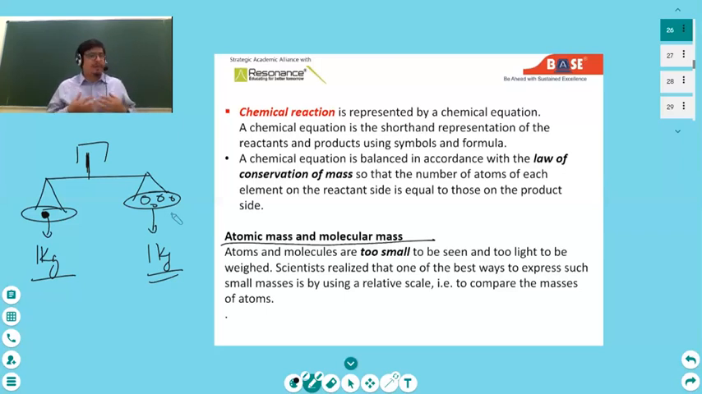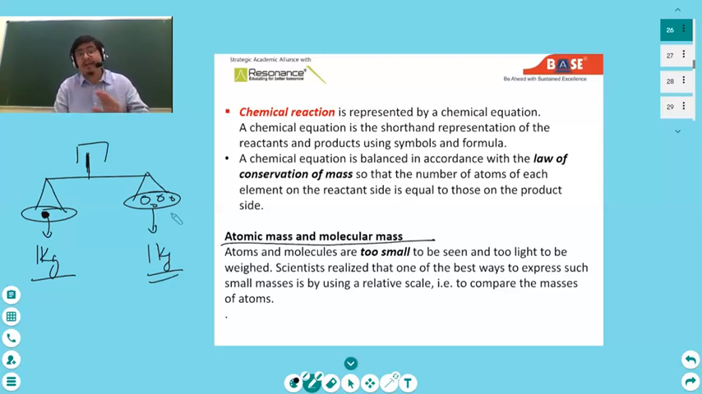For example, suppose my brother gets 95 percentile in boards and I get 85 percentile, then I am relating to him. He got 95, I got 85. This is relative. So I am always relating with his performance. Same thing is relative atomic mass. In the case of macro objects, bigger objects like mango, you find out relative mass. For smaller substances like atoms, you also find out relative mass.